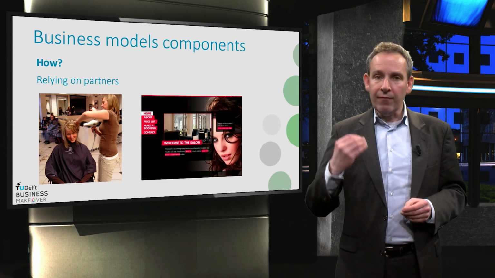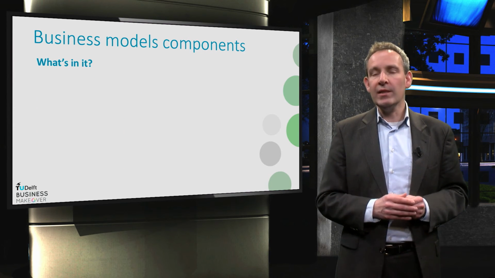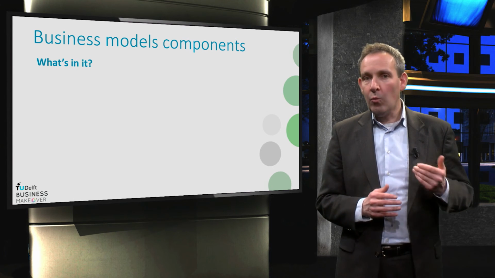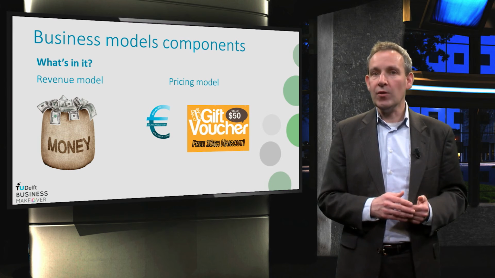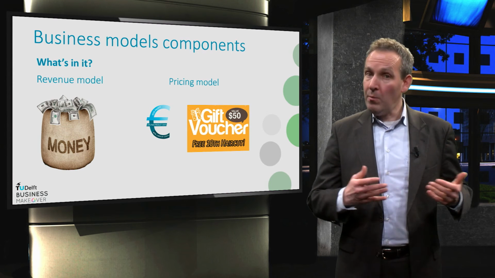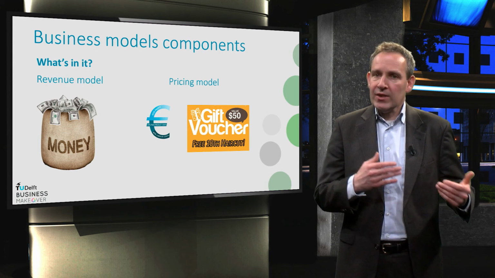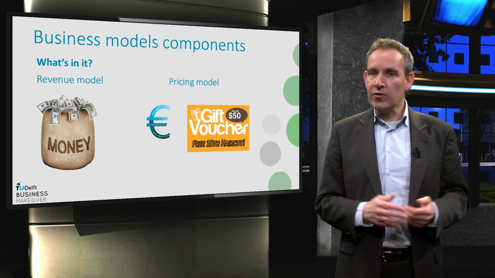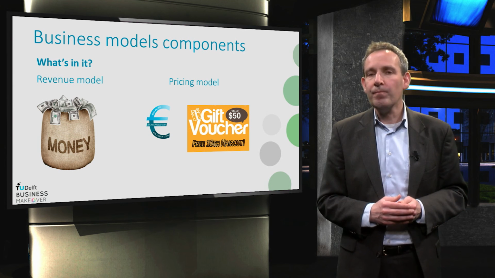Now the fourth and final question is, what's in it? In what way will you generate money for your firm? So this is about revenues and pricing. What price do you charge for a haircut or dyeing one's hair? Maybe you could offer a subscription for 6 haircuts during the year for a reduced price, or offer a voucher for a free 10th haircut.